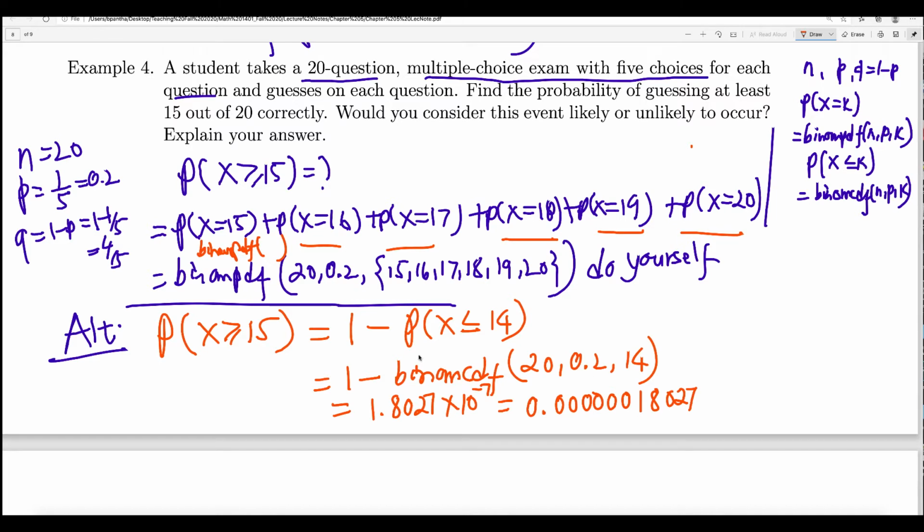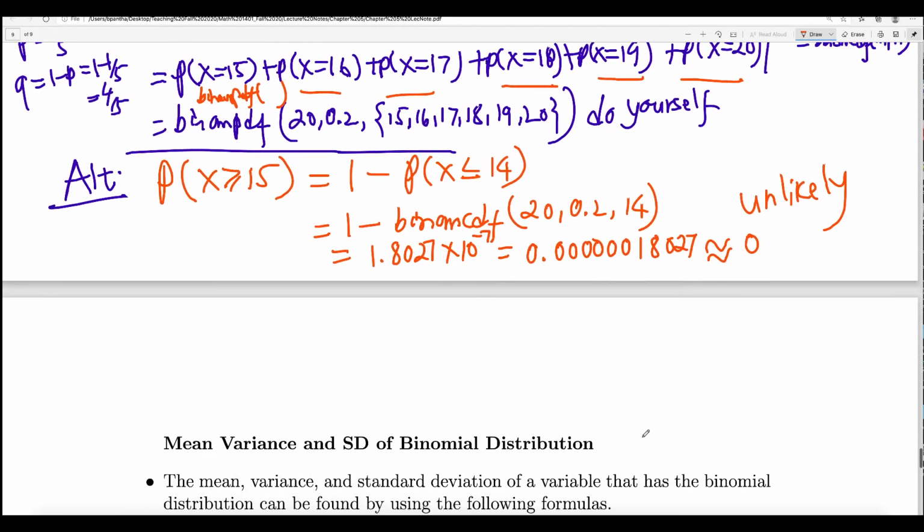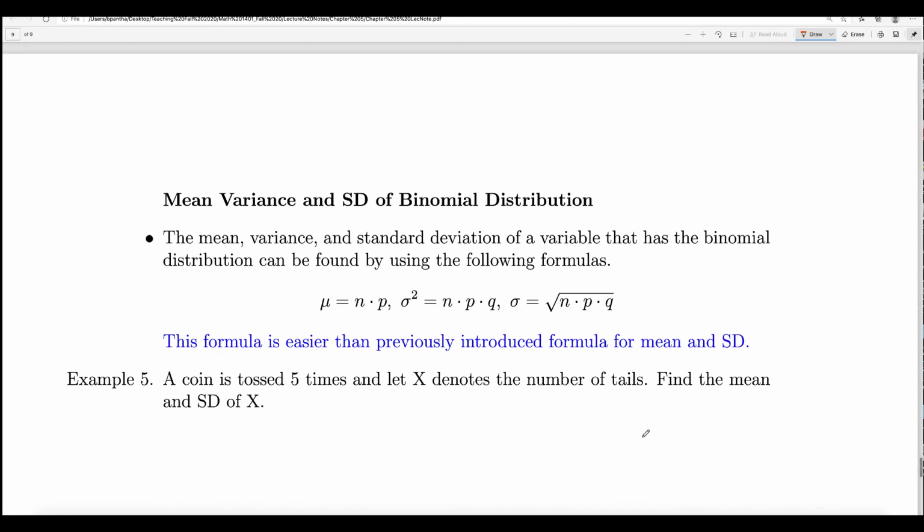Almost zero. So is it likely or unlikely? So unlikely, because this is approximately 0, right? So this event is unlikely to happen, meaning that if you are taking a test that has 20 questions, and each of them has 5 choices, and you are guessing all the questions, then the probability that you will get 15 or more right is almost 0. That's what it says. So the last thing we do is mean, variance and standard deviation of the binomial distribution.